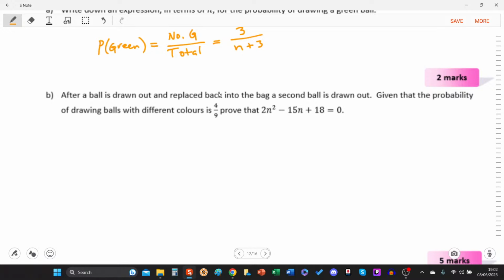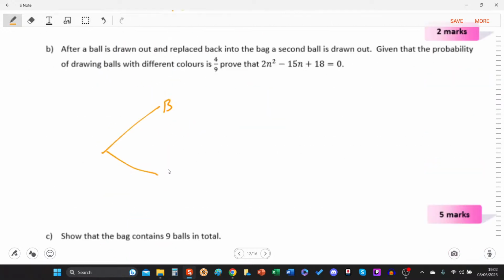After a ball is drawn out and replaced back into the bag, a second ball is drawn out. So that's important, replacement. Given that the probability of drawing balls with different colors is 4/9, prove that this is true. And this is like Hannah's sweets question. You're like, what? So how do we do it? I've got so far with this that I don't need to draw a diagram, but you totally could. You've got the possibility of it being, what colors are we doing now? Green and red, because you couldn't pair up blue.